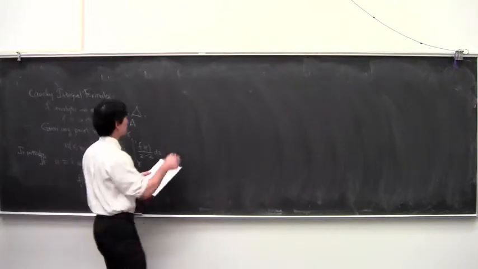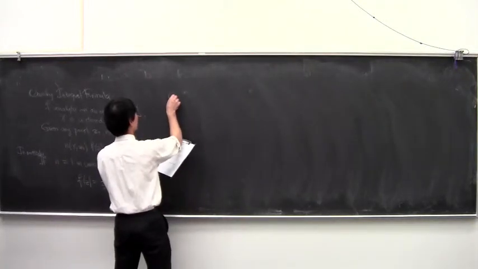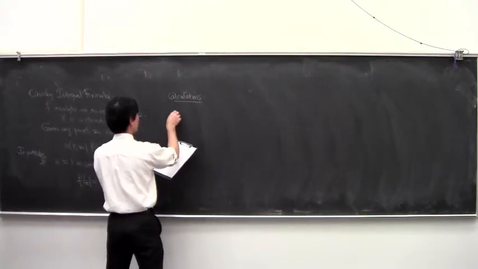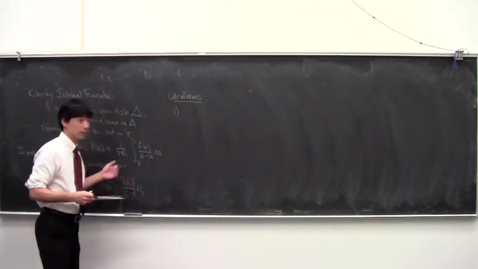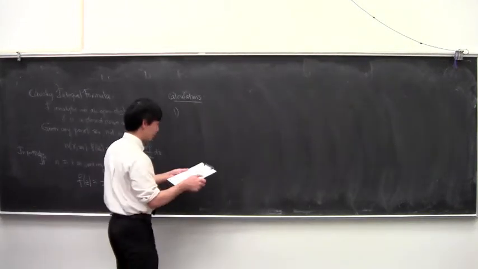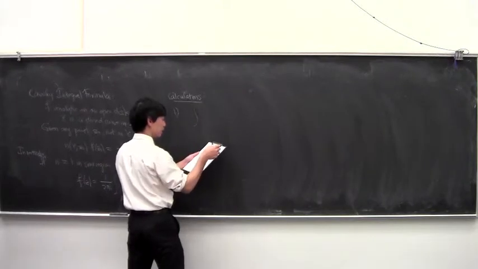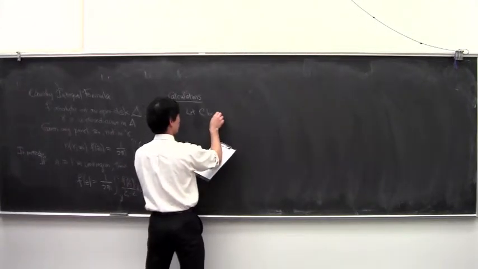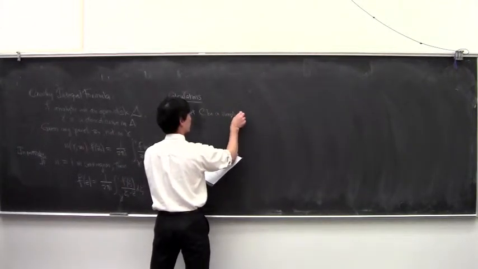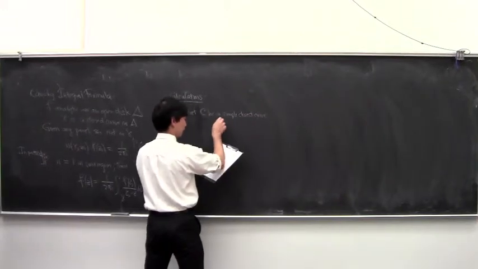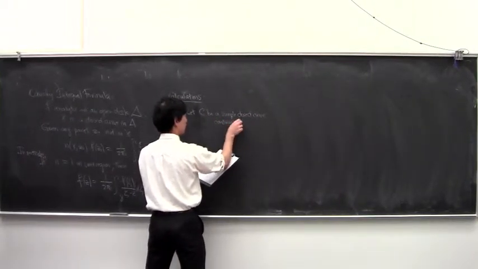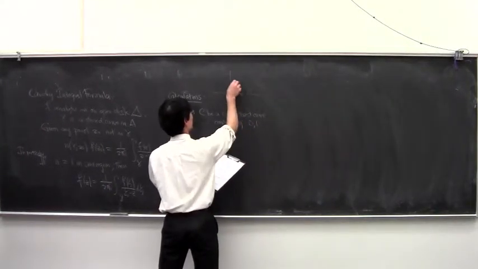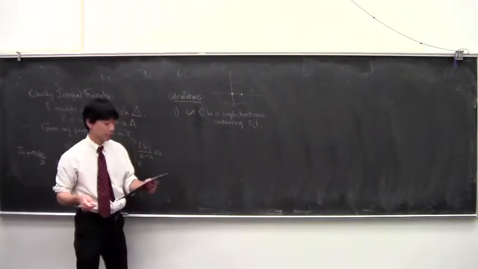Okay, so let's do a couple of calculations using this. The first one doesn't really involve the integral formula, but it's a path deformation example, and it's kind of instructive. So let C be a simple closed curve containing the points 0 and 1. You have some simple closed curve containing them.